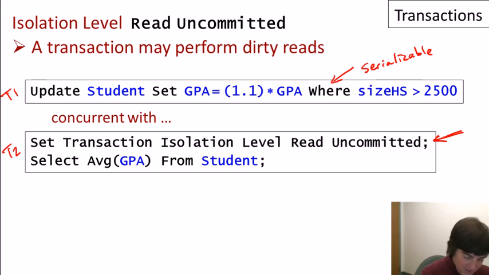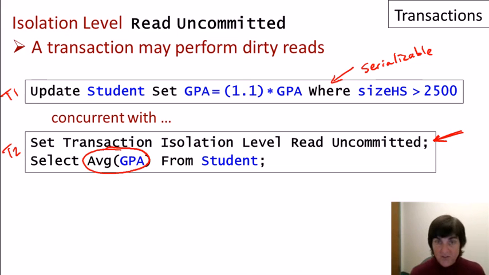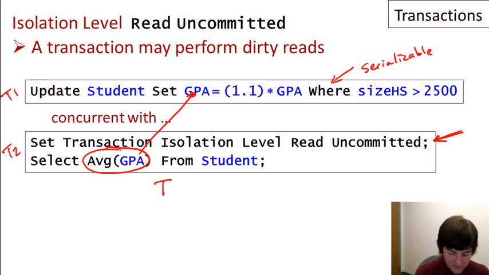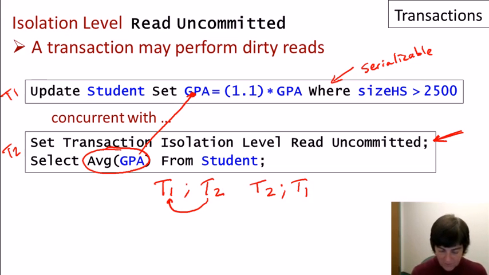Again, this is T1 and T2, and our first transaction is updating the GPAs, and now we've said in our second that it's okay for this average to read dirty values, in other words, to see uncommitted GPA modifications. In that case, as the average is computed, it could be computed right in the middle of the set of modifications being performed by T1. In that case, we certainly don't have serializable behavior. We don't have T1 followed by T2, since T2 is reading some values that are in the middle of T1, and similarly, we don't have T2 followed by T1.